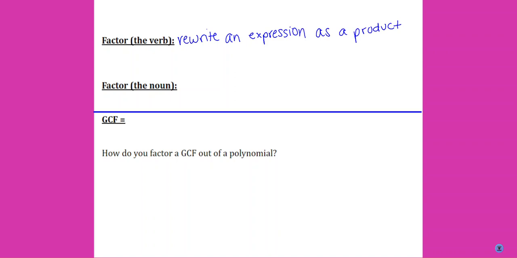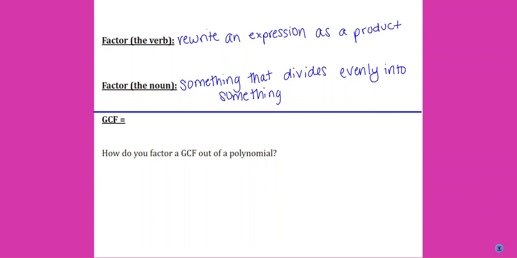Factor as a noun is something that divides evenly into something else. For example, 5 is a factor of 10 because 10 can be divided by 5.